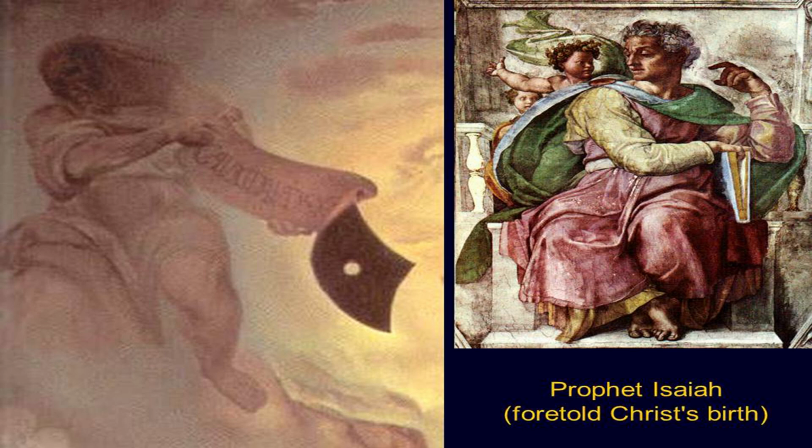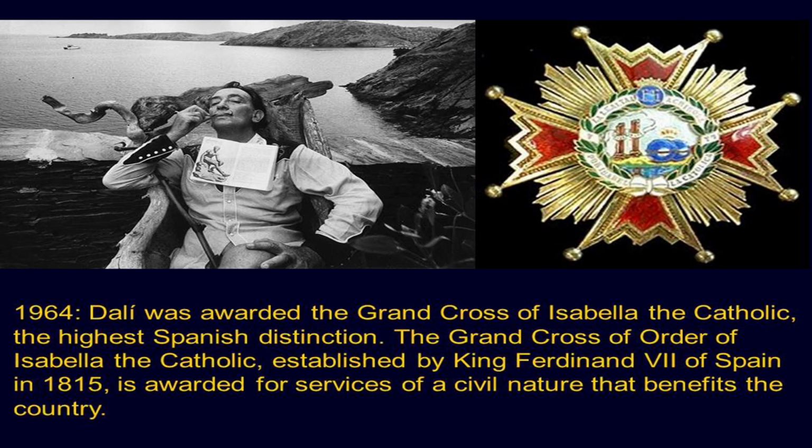And the last thought to share with you, which brings us to 1964, and we'll conclude tonight. In 1964, Dali is awarded the Grand Cross of Isabella the Catholic, the highest Catholic distinction established by King Ferdinand in 1815 for service of a civil nature that benefits the country. So at this point, Dali becomes, in a sense, the perfect servant of Spain that he had always wanted to be. He's recognized in that role by the government.